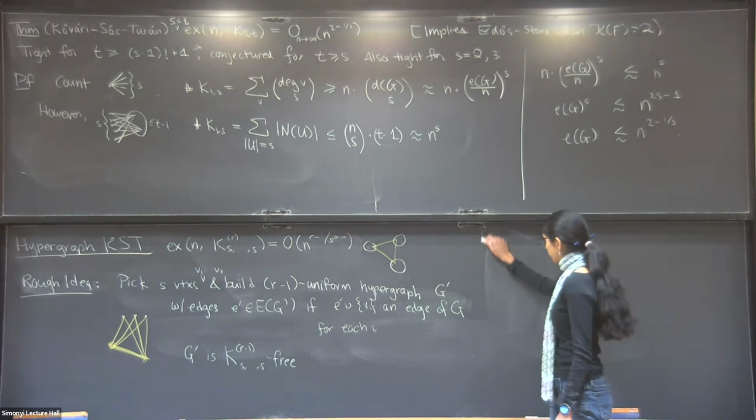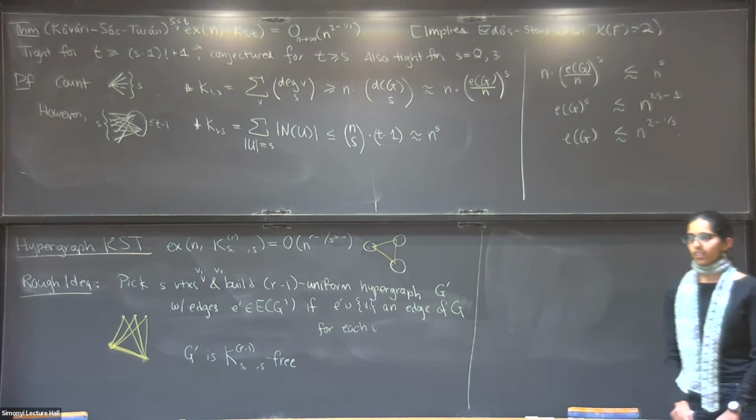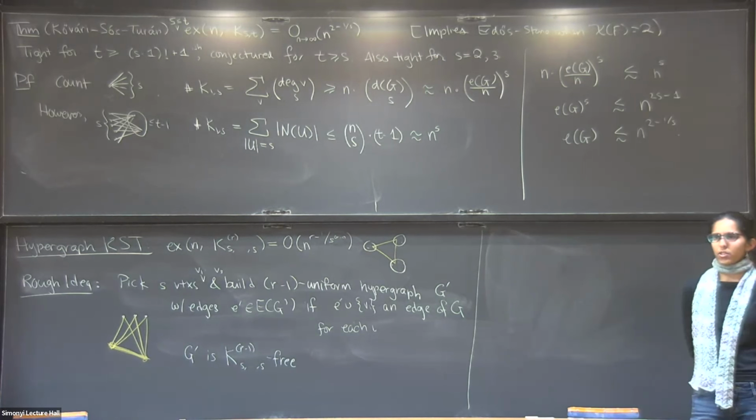What's the construction for C4? It's a projective plane. A projective plane has no two lines intersecting in more than one point.